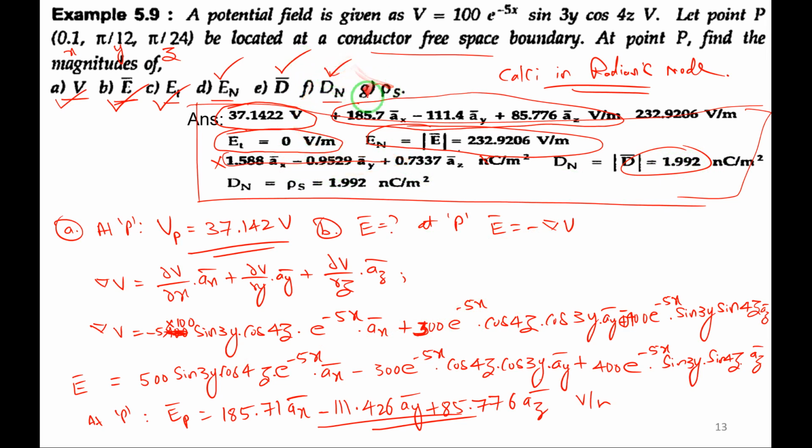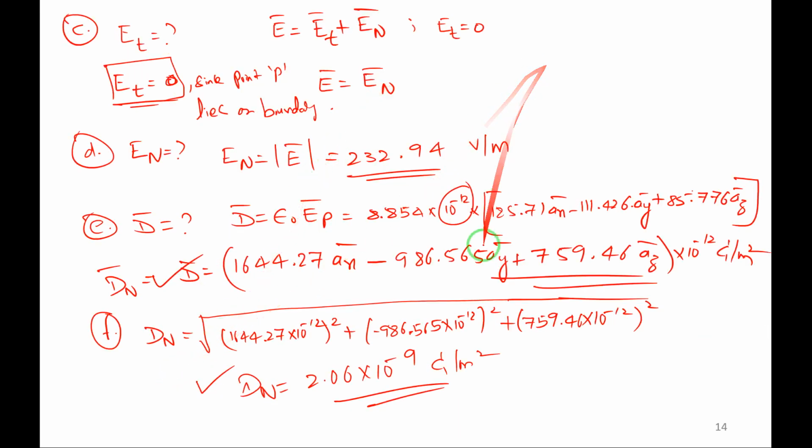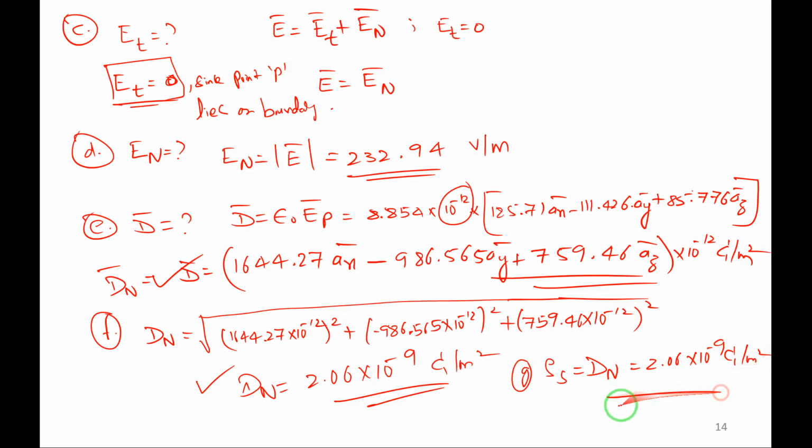So this is over. Then they have asked rho s. Part G, rho s is equal to what? We know the boundary condition, it is equal to Dn. Dn we have already found out, the same thing. So 2.06 into 10 power minus 6 coulomb per meter square, right? So this is over. So I'll stop recording.